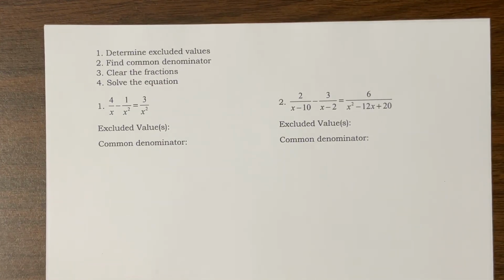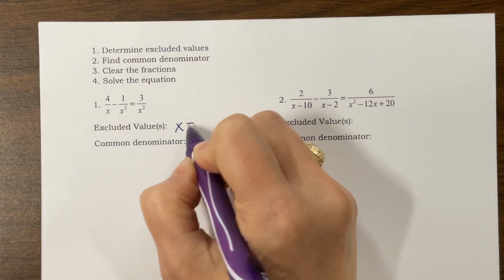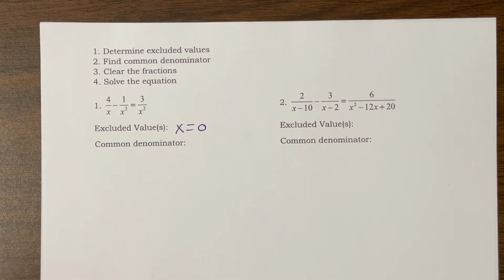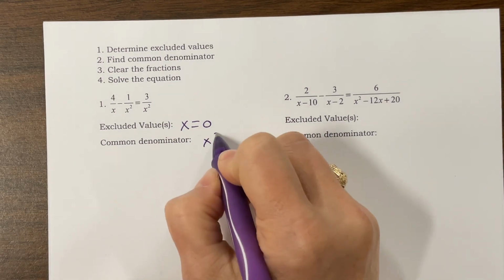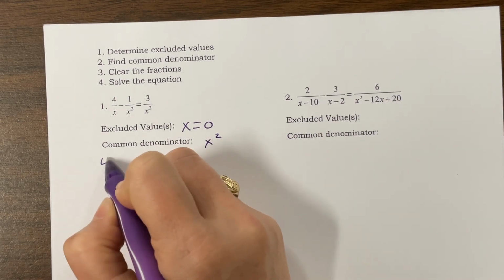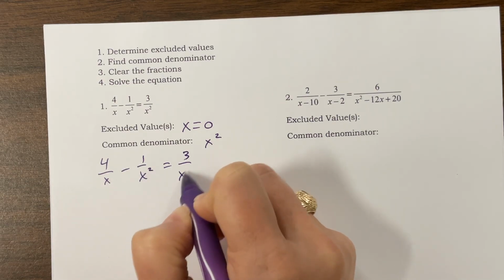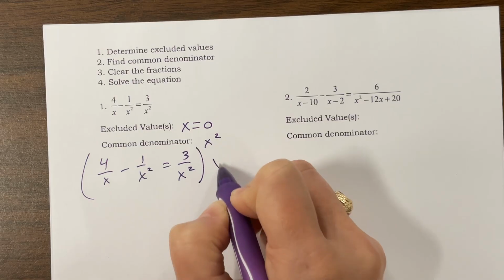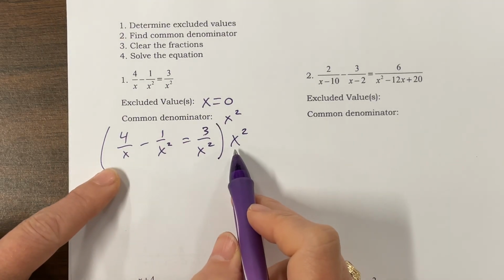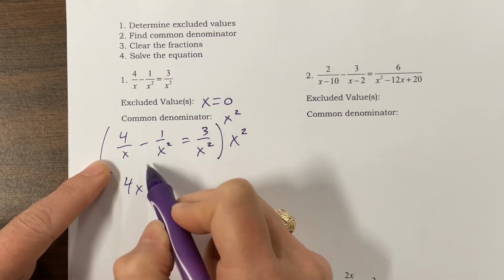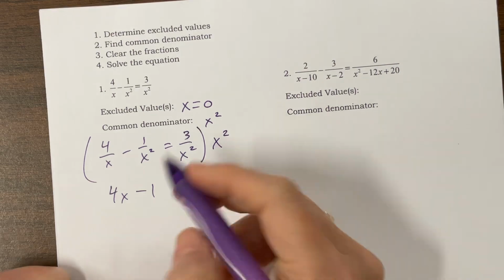So on this particular problem here, our excluded value is x equals 0, because we can't let x squared equal 0, so x can't equal 0. The common denominator is going to be x squared. And so I can take this whole thing, 4x minus 1 over x squared equals 3 over x squared. I'm going to multiply everybody by x squared. And then this becomes 4x. This becomes minus 1, because this and this have canceled, equals 3.